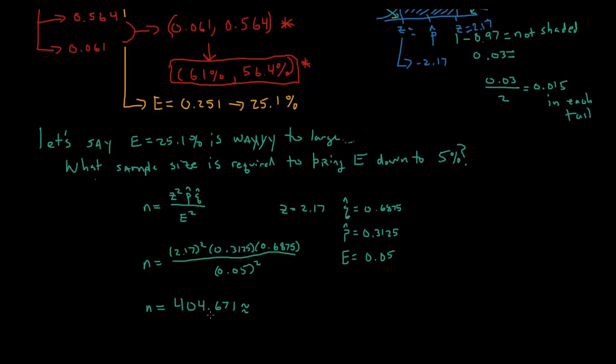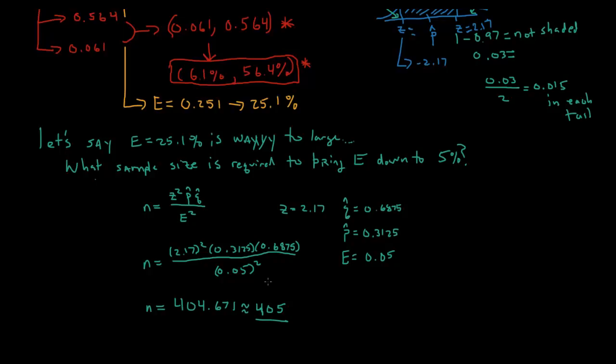Now, if you're going out and talking to people, you can't actually talk to 404.671 people. Since you need another fraction of a person above 404, we have to say that we need a sample size of 405. Okay? We have to round up to the next whole person because we can't have a fraction of a person in our sample size. So, a sample size of 405 guarantees that my margin of error will be limited to 5%.